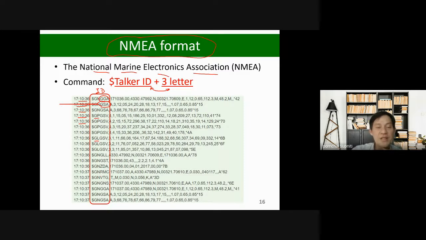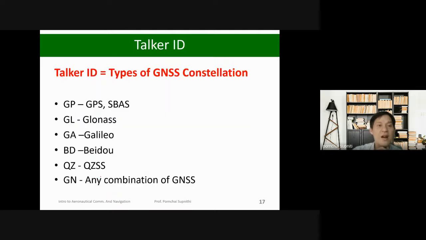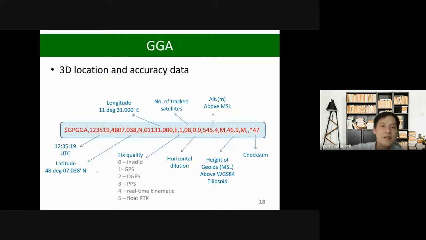Okay, I think on the next page there is a summary of these codes. Like this: if you see GP, it means GPS or SBAS satellite. GL is for GLONASS. Sorry, earlier I said Galileo. And then GA is Galileo, BD is Beidou, QZ is QZSS, and etc. So these are the talker IDs. Okay, and then there are the fields. For example, if it's GP followed by GGA, then first you start with the time, which is UTC, right?